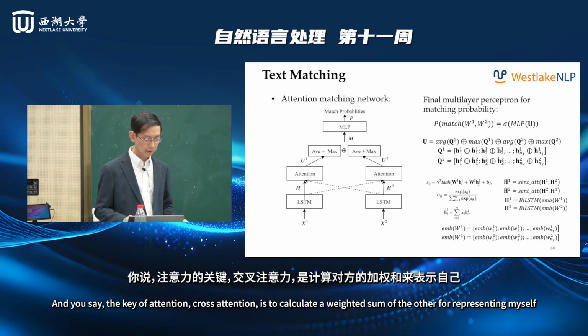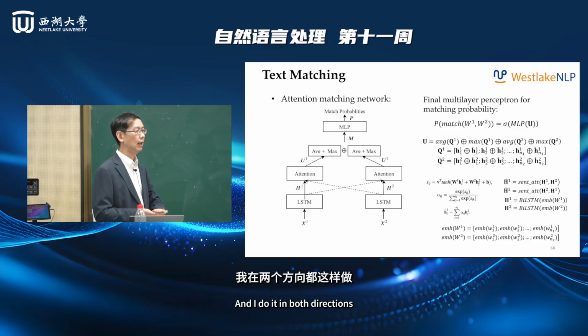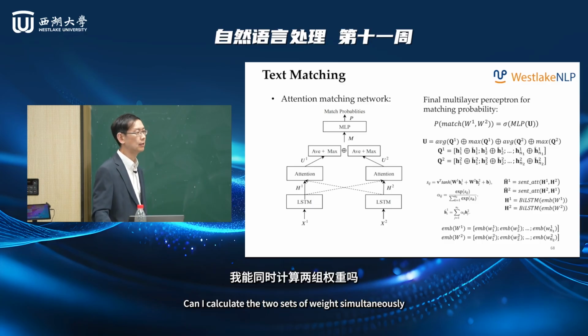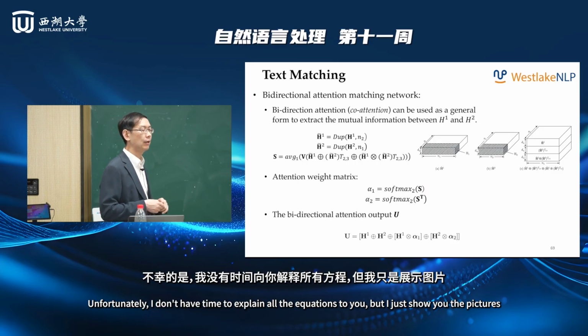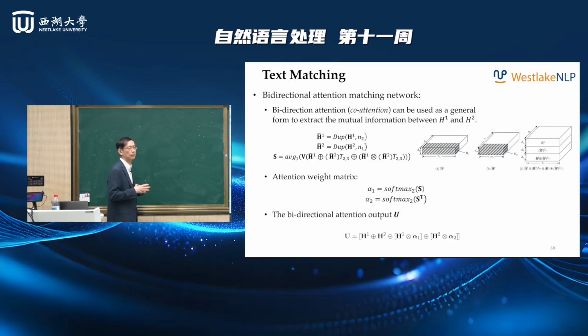And you say, okay, the key of attention, cross-attention, is to calculate a weighted sum of the other for representing myself, right? And I do it in both directions. So I calculated two different sets of attention weights. Can I calculate the two sets of weights simultaneously? That is called co-attention or bidirectional attention. Unfortunately, I don't have time to explain all the equations to you, but I just show you the pictures. You can read the textbook, okay?